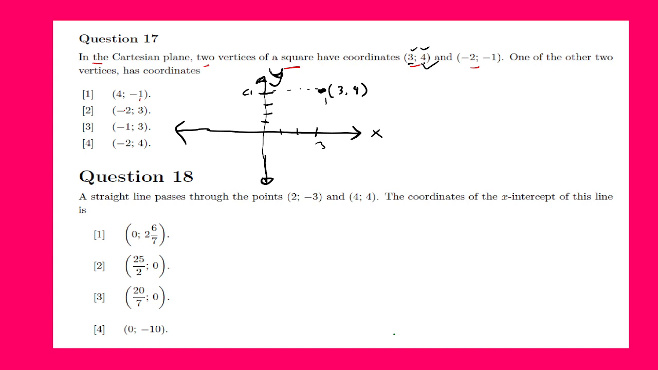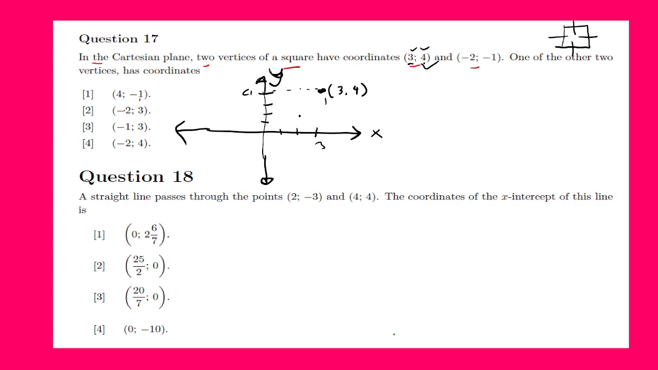For a square, remember, a square means all sides must be the same size. This length, this length and this length must be equal. So now let's allocate another point.